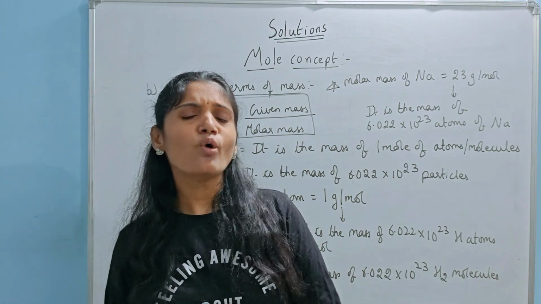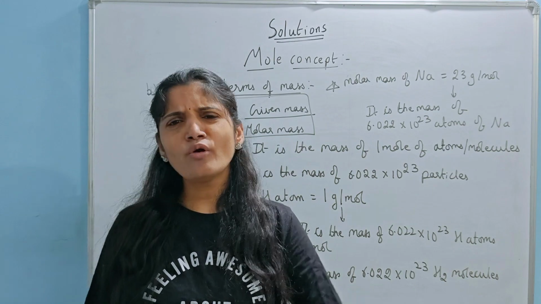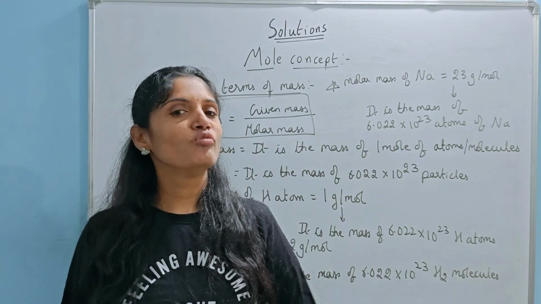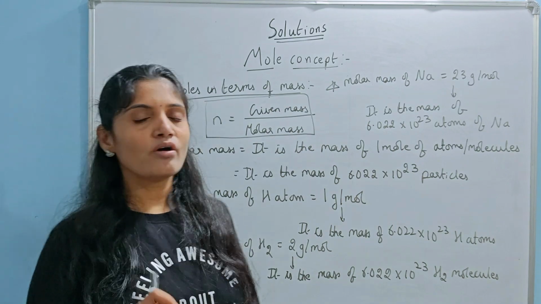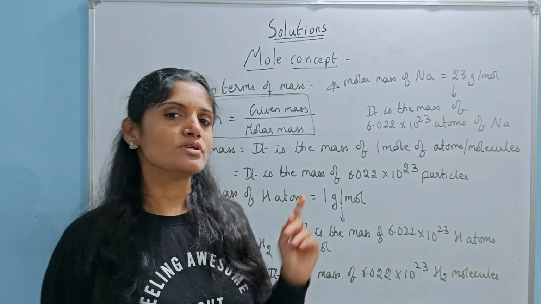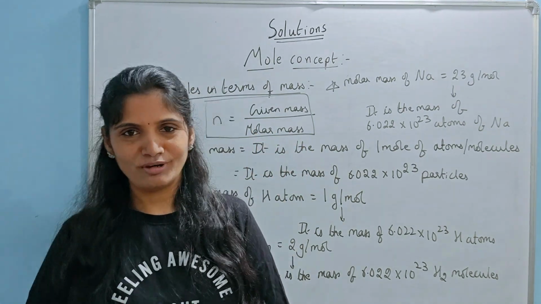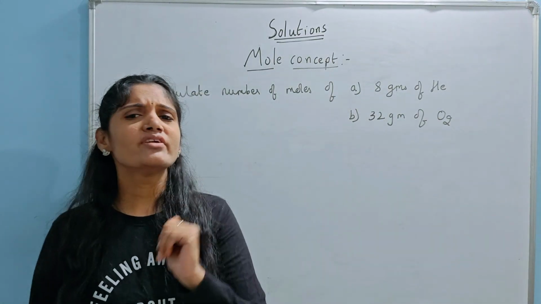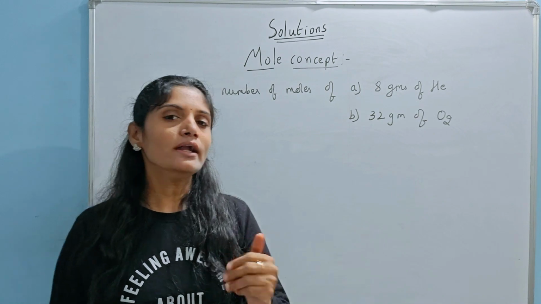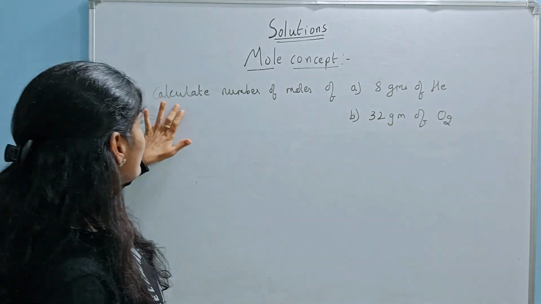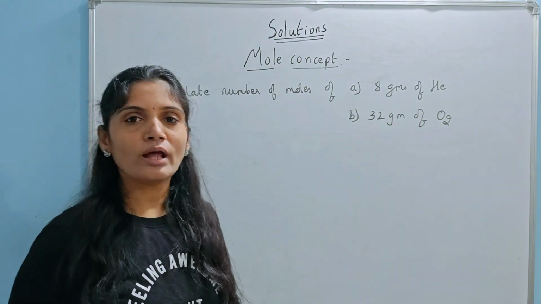You might be thinking, okay, ma'am has explained what molar mass is, but how do we calculate the number of moles by using molar mass and the given mass? Let us see one or two small example questions to understand how to calculate the number of moles using this formula. So I have taken a simple question. Calculate the number of moles of 8 grams of helium and 32 grams of oxygen.